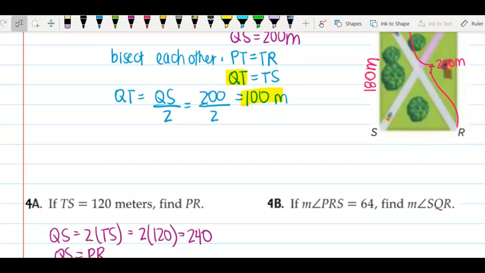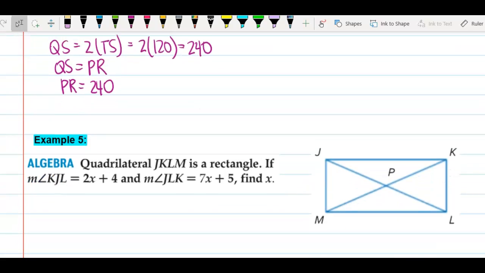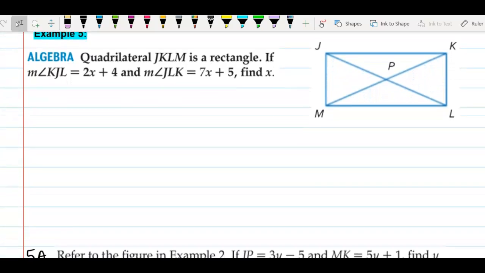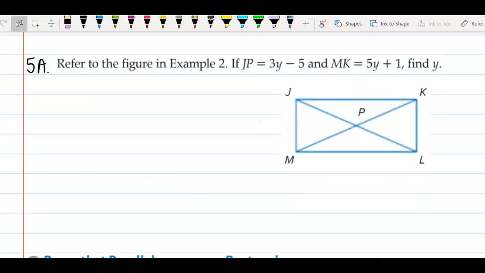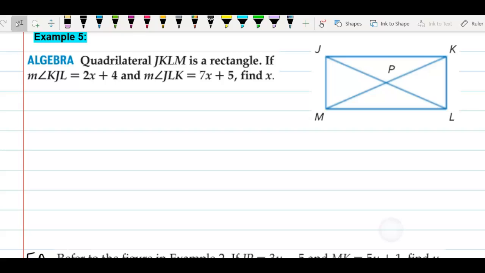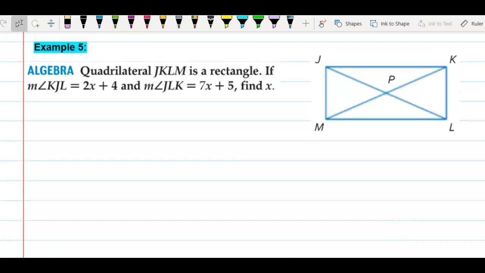All right, we're going to skip that one for now. The angles. I believe this is our last example. Yes, last example. So this time we're talking about a quadrilateral. It looks like a rectangle, but we're not going to, oh, it is a rectangle. Finish reading the question. Quadrilateral JKLM is a rectangle.